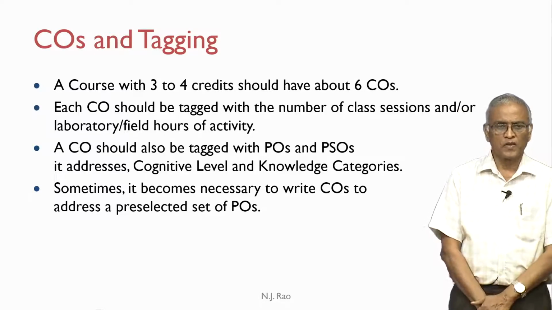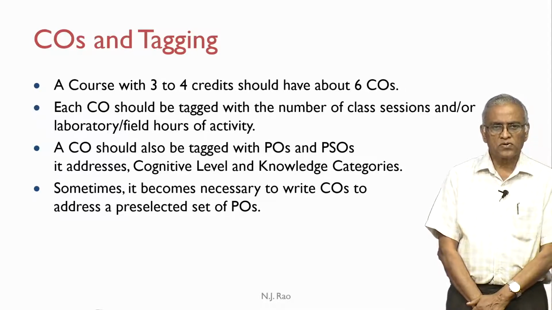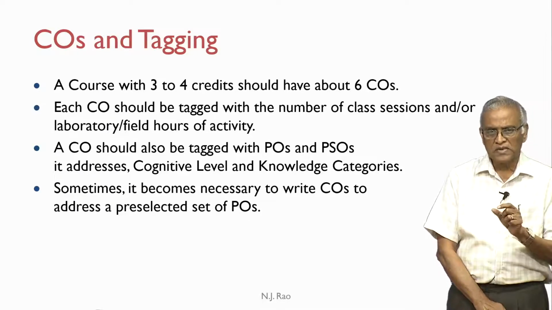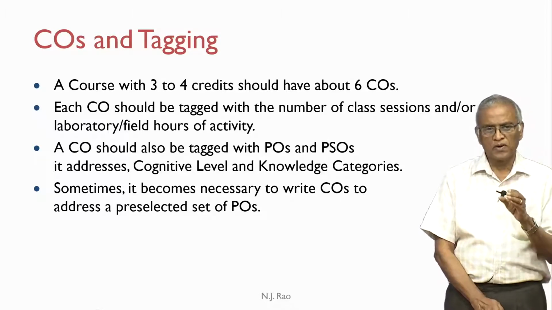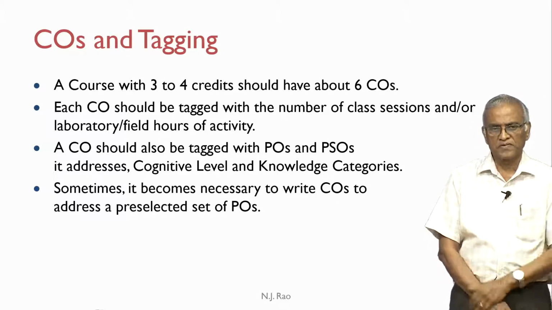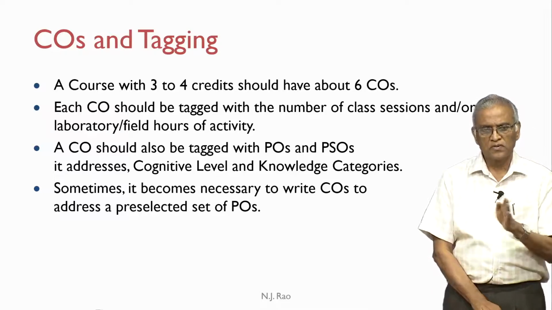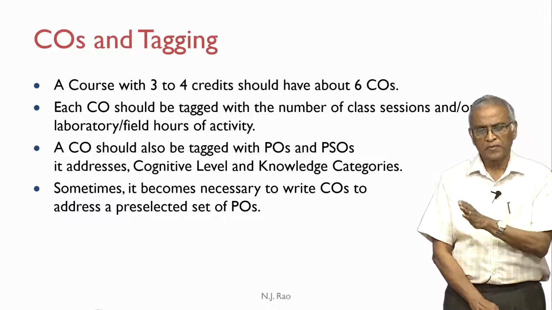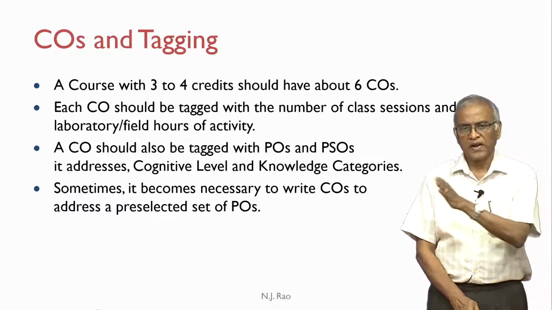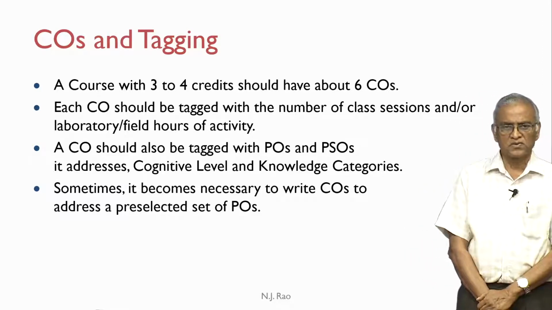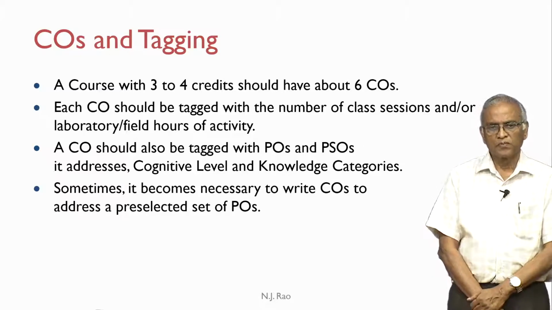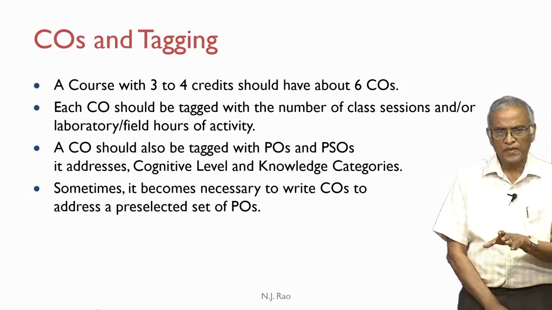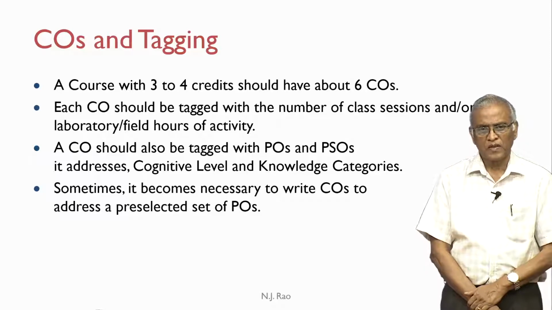My personal preference will be 6 to 8 COs will capture a 3 to 4 credit course very well. Each CO should be tagged with the number of class sessions that you are planning to use or number of laboratory or field hours of activity. You write a CO and prepare a table as we have indicated and write the number of sessions that you take. And also you tag the CO with the PEOs and PSOs it addresses.